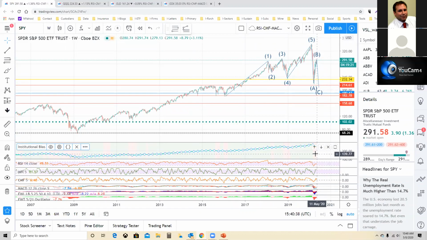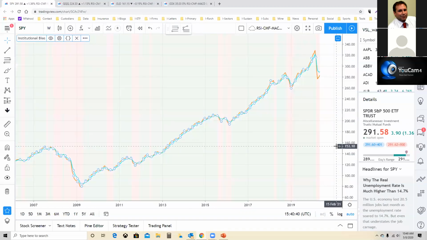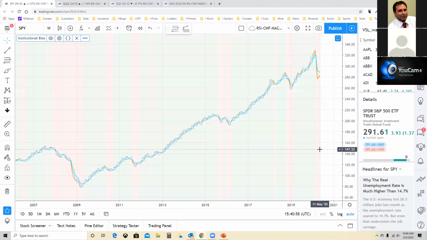As we can see, institutional bias has been negative for a while, since early in March, and institutions still aren't investing. That's a big deal. For the stock market to rally, the institutions are going to have to buy, and they're not giving any signal that they're ready to do that.